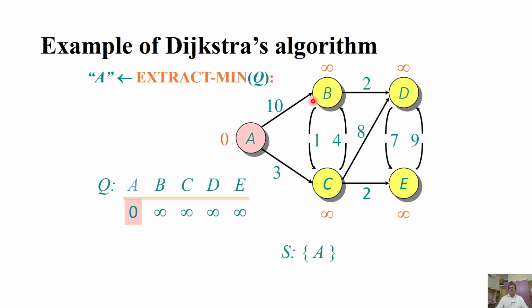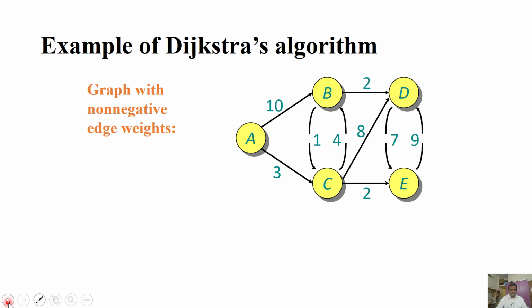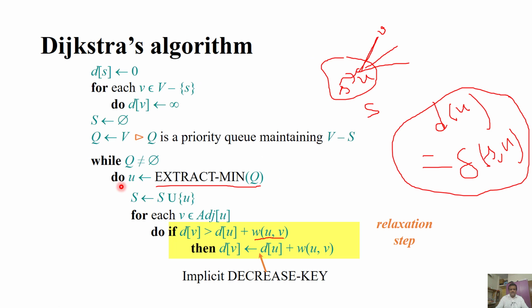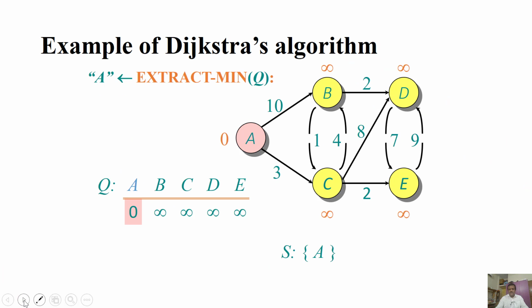Now we need to check all the adjacent vertices of this U, if you recall, and we need to do the relaxation step. For those V's, if we have a better path now, we must update that. So that is the idea.